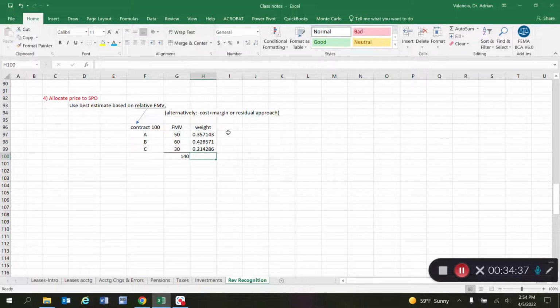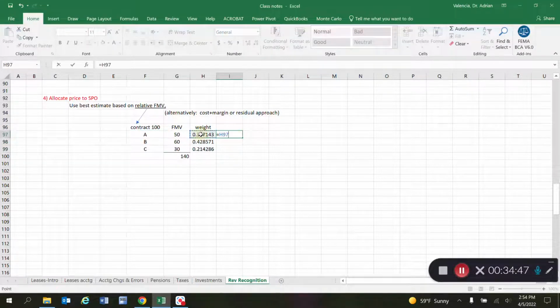There we go. So these weights are what I'm going to use to allocate the $100 to each separate performance obligation, ABC. So in the first scenario, I'm going to go in here and say, okay, 35% of the $100 is what goes to SPOA, which is 35 bucks, okay, roughly. And the same procedure will be used throughout here.